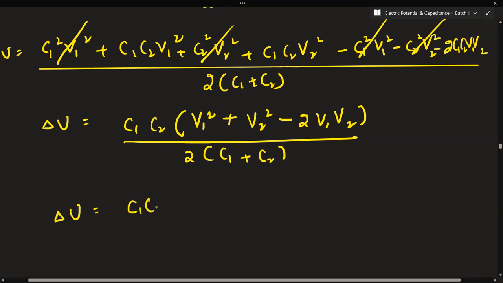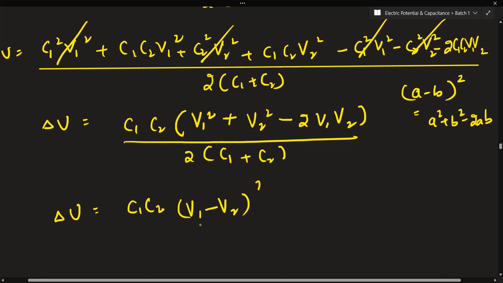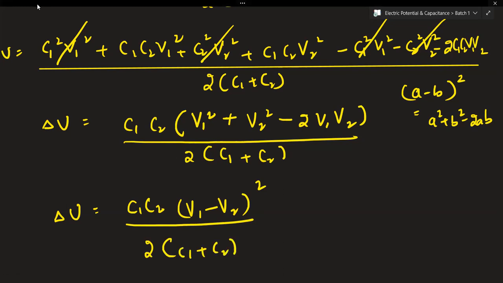So this will be C1 C2, where A is V1 and B is V2. This identity, A minus B whole square, is equal to A square plus B square minus 2AB. From your 8th standard, you must have studied all these algebraic identities. So this will become (V1 - V2) whole square divided by 2 into (C1 + C2). For your numericals, just remember this formula.